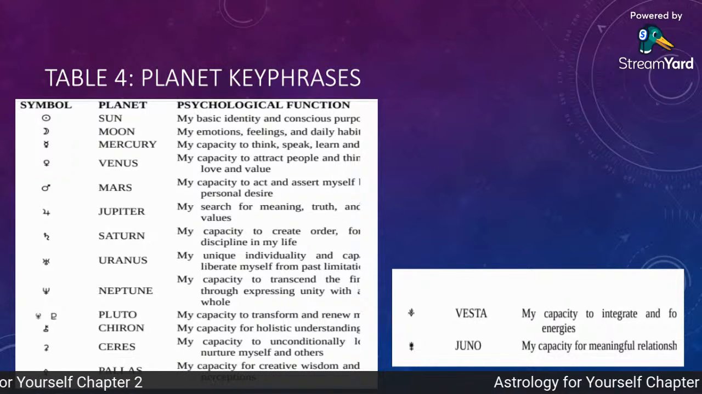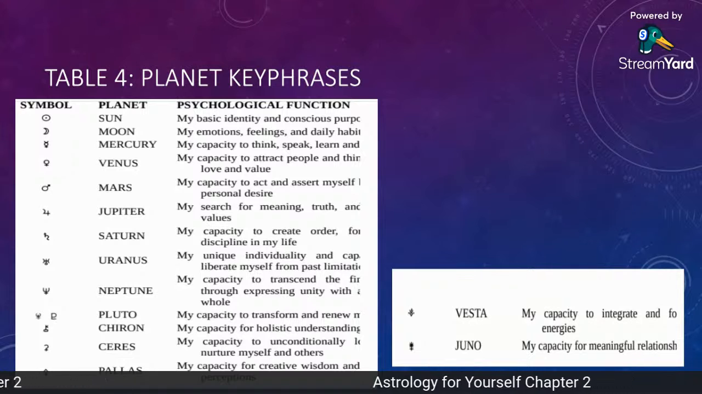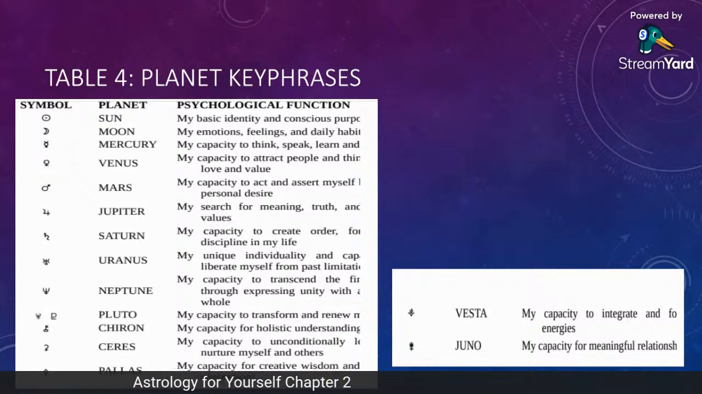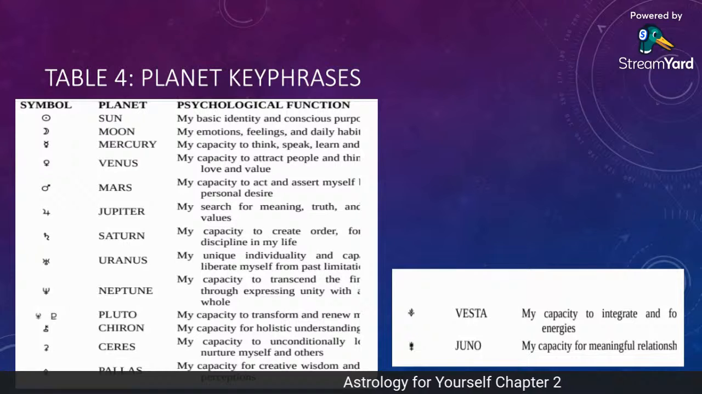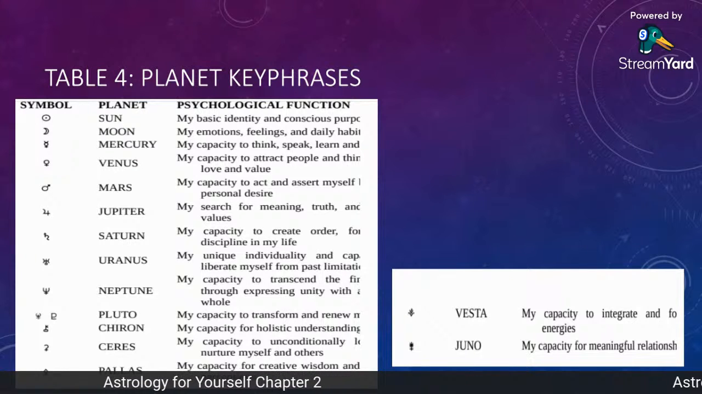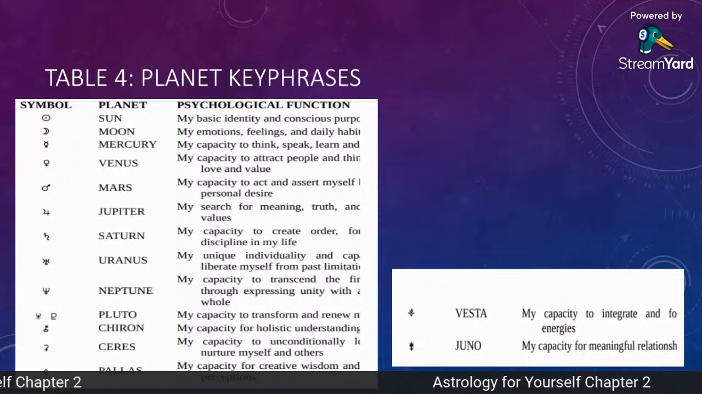Chiron, my capacity for holistic understanding. Ceres, my capacity to unconditionally love and nurture myself and others. Pallas, my capacity for creative wisdom and original perceptions. Vesta, my capacity to integrate and focus my energies. And Juno, my capacity for meaningful relationships.